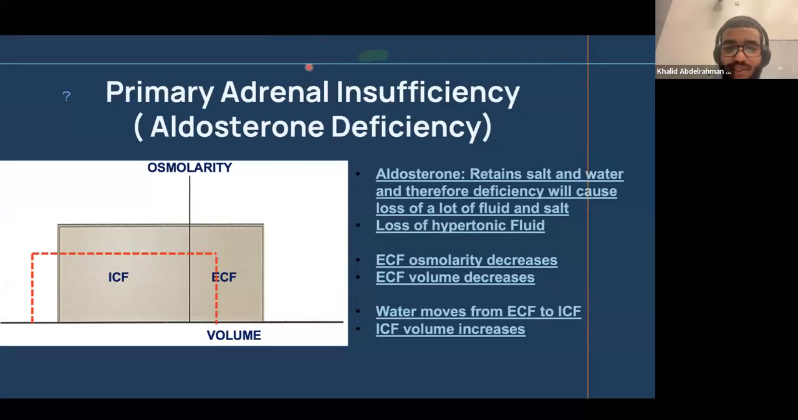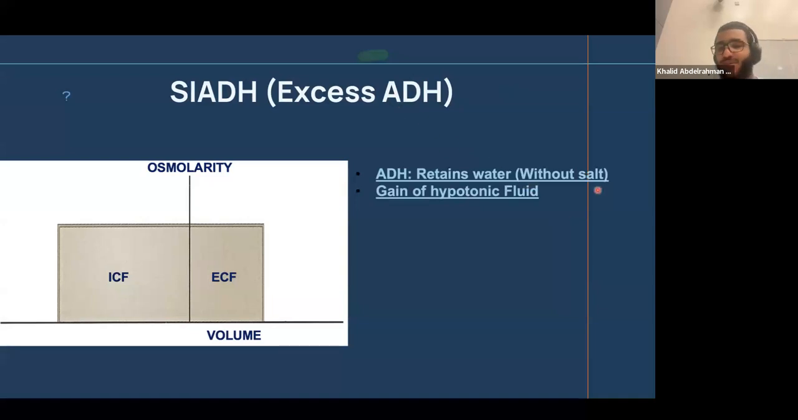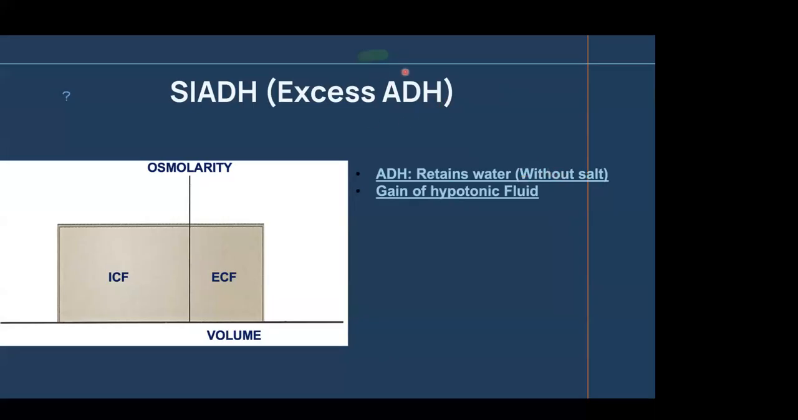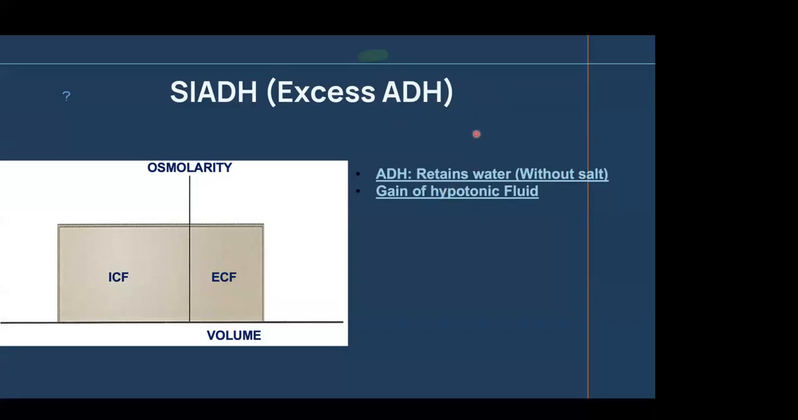Okay, so now let's move on to the next example. Syndrome of inappropriate ADH release. I have no idea why they're giving you guys this, because we just took it this year. I didn't know what this was before this year, second year. So it's basically excess ADH. What ADH does is that it retains water without salt. Just retains water. Is this antidiuretic hormone? Yes, it's antidiuretic hormone. So if it retains water without salt, then it's gain of hypotonic fluid.